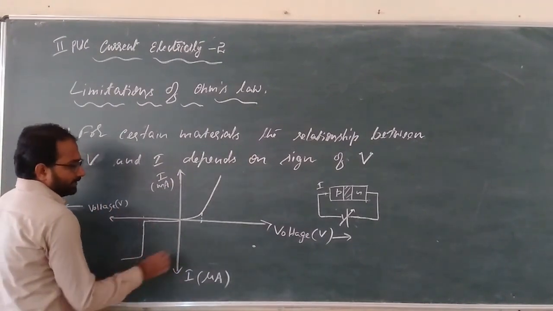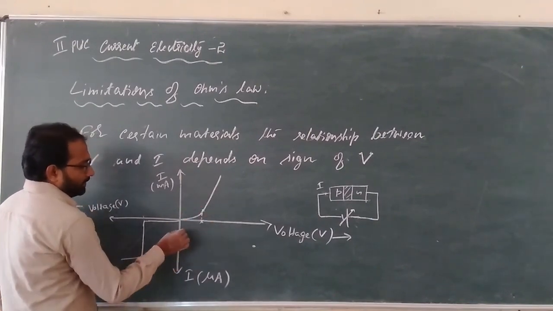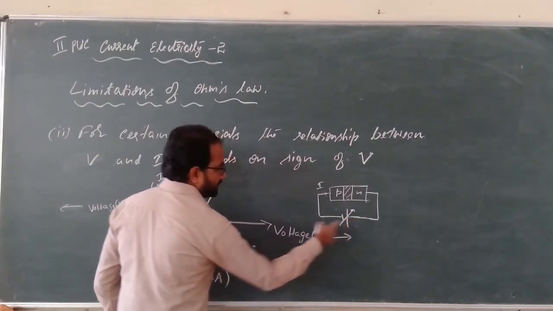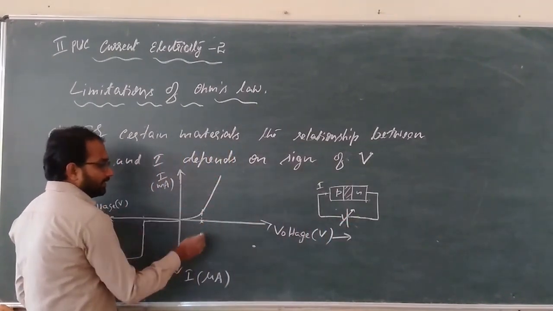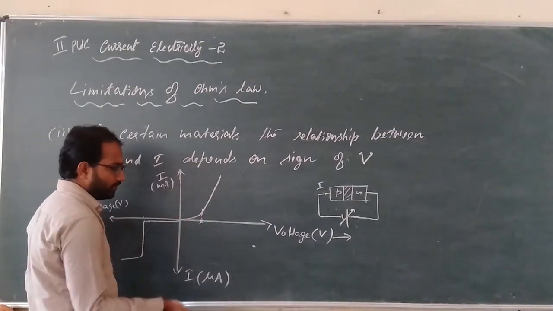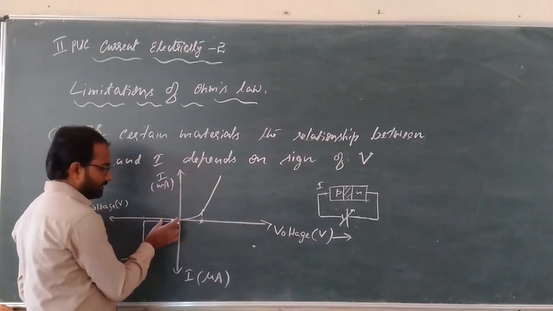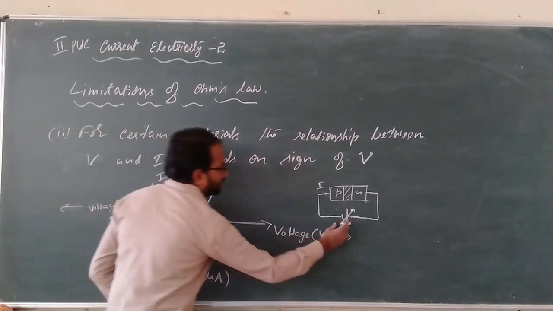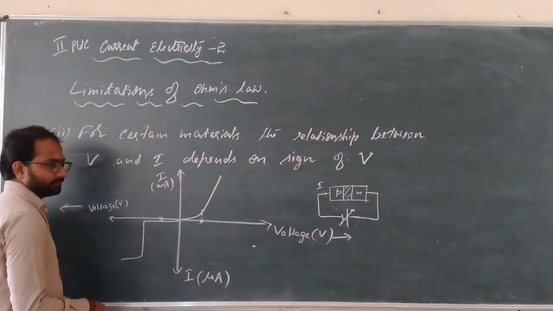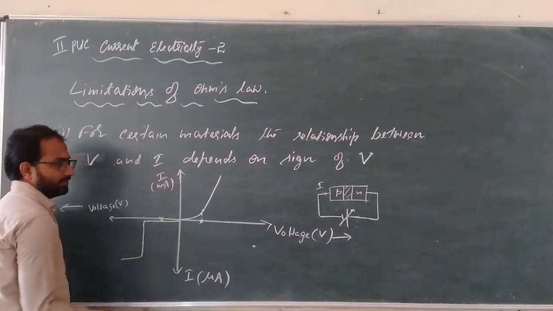So here, say this is for 0.6 volt, you are getting a certain value of current. Now you just reverse the polarity of the voltage. This is the case of reverse bias. Fix the value of voltage to say 0.6 volt. You are not changing the magnitude of voltage, you are just reversing the polarity, and you are not getting the same value of current. Here the current will be in terms of milliampere, and this will be in terms of microampere.